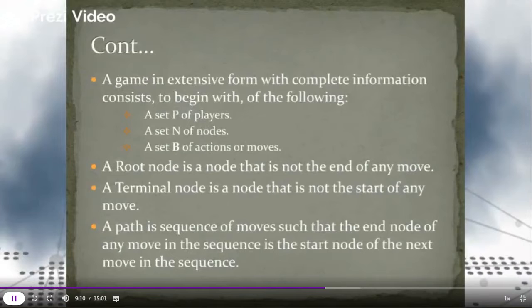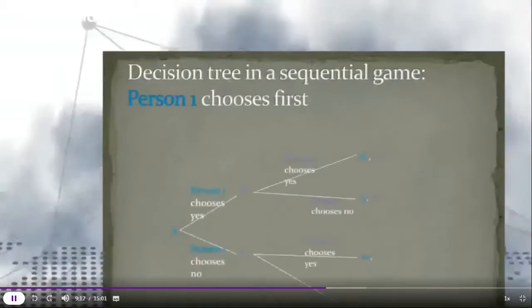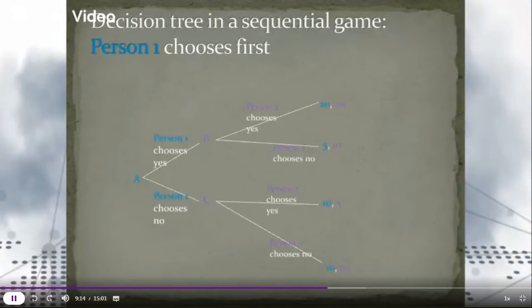A terminal node is a node that is not the start of any move. So these are the terminal nodes. These can't be terminal nodes because from this node there is a move which is growing. So that's why these two cannot be terminal nodes. Rather, these are the terminal nodes because after this there is no move. So this is the root node and these are the terminal nodes.